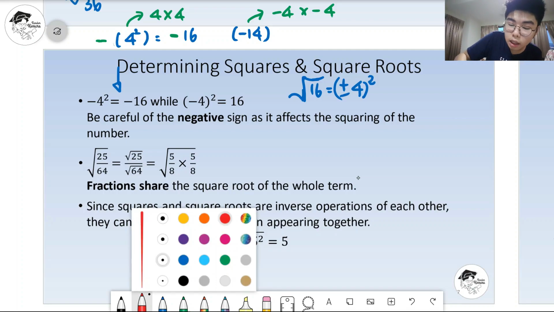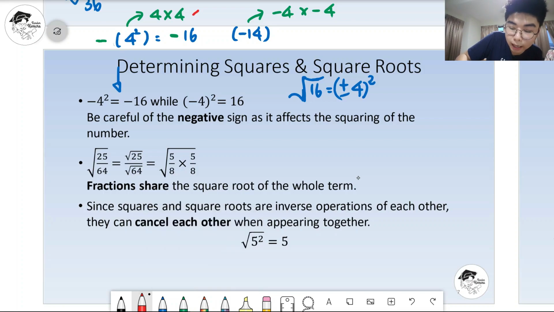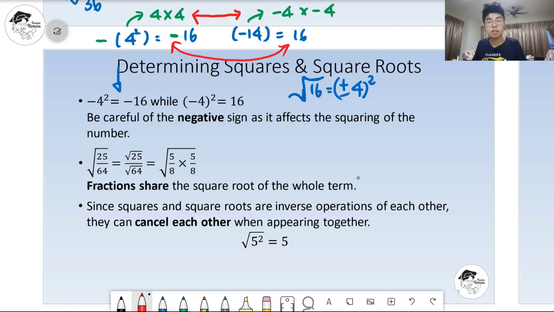So when it's outside, you will do a positive 4 times positive 4. But when you put the negative symbol inside, you are going to do a negative 4 times a negative 4. So one is positive times positive. The other one is negative times negative. And when you do negative times negative, your answer will give you positive 16 instead of negative 16. Do you see? That's why you have to be very careful of this difference. Where you put the negative sign is very, very important.